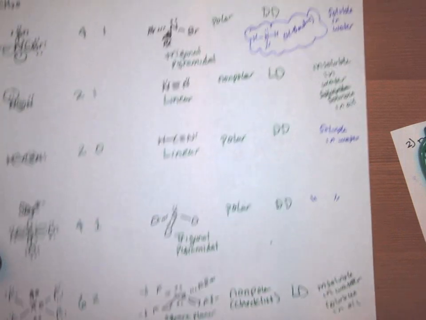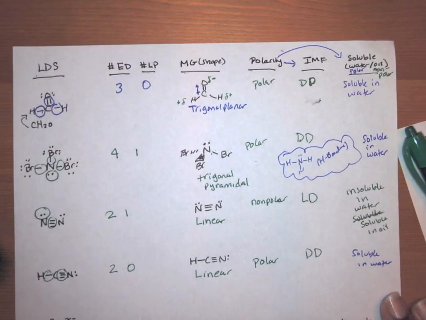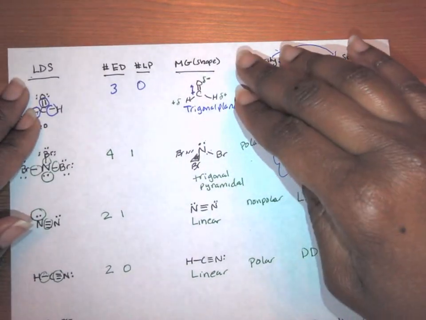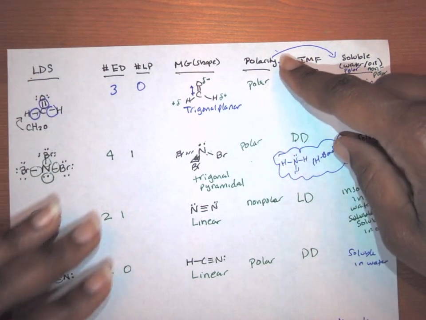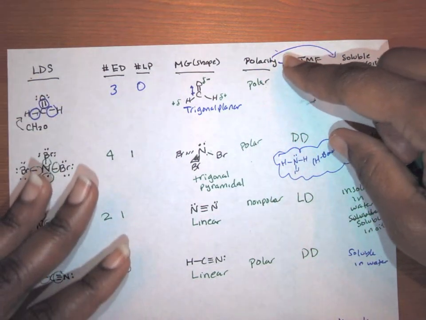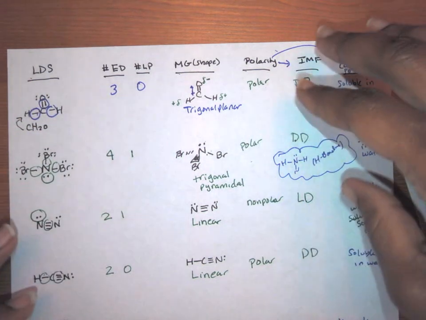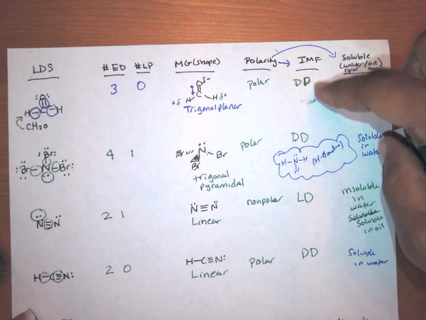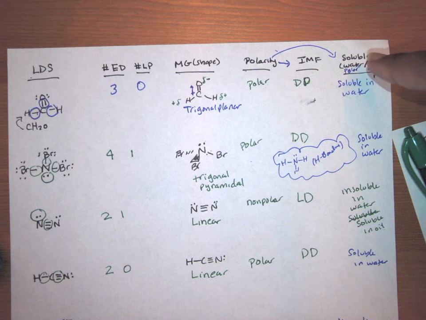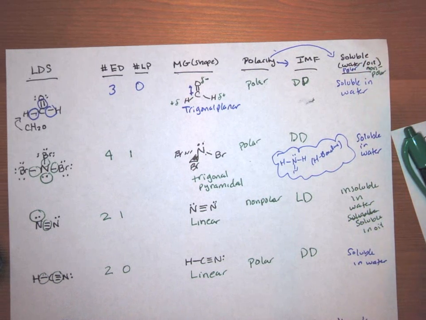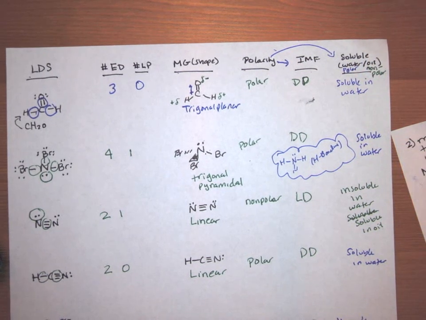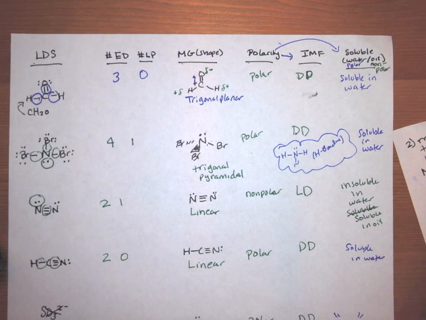All right, so I hope you found this video helpful. You can see how we can go from the Lewis dot structure to predicting the shapes of the molecules, which we then use to predict the polarity, although with the shortcut you can go straight from the Lewis dot structure to predicting the polarity. And once you predict the polarity, you can predict the intermolecular force and the solubility. So I hope you found this video helpful, and have a quality day.